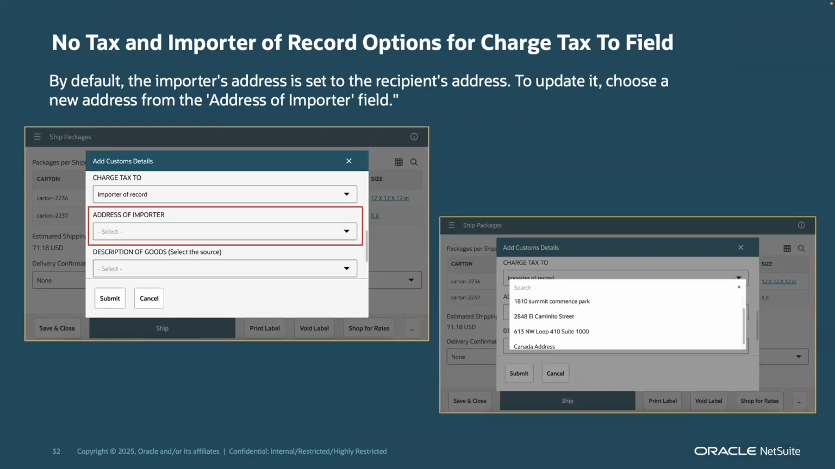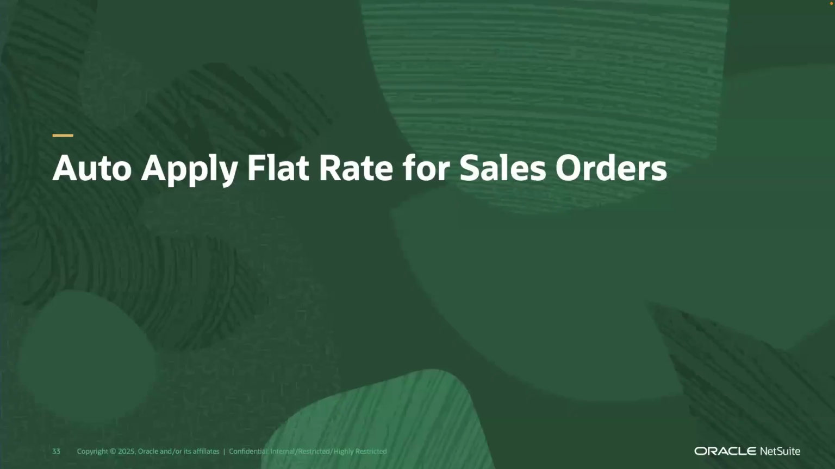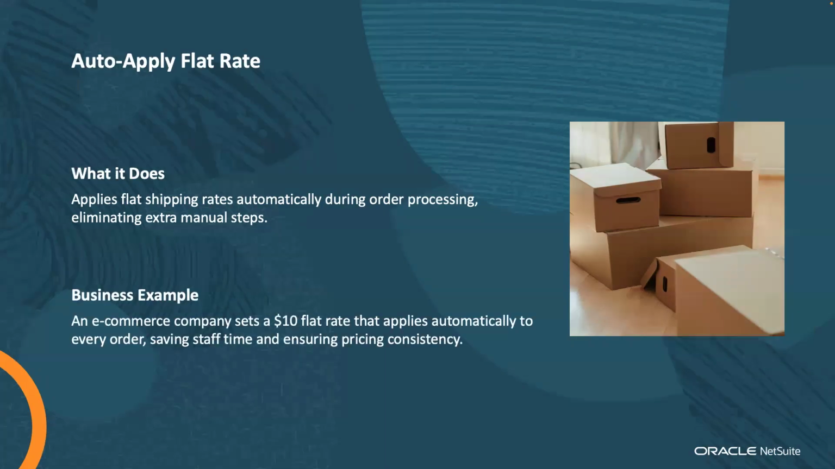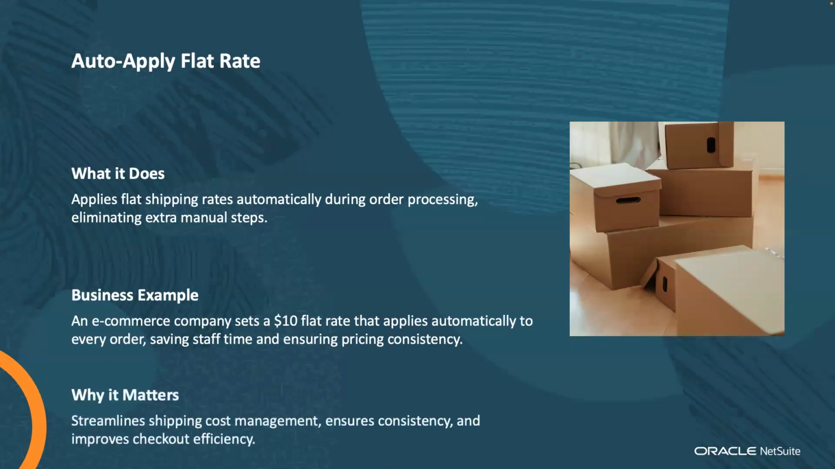Now let's turn to another everyday win: flat rate shipping. Flat rate shipping has always been a time saver, but it often requires a few extra clicks to apply. With 2025.2, flat rates now apply automatically during order processing. For example, an e-commerce company with a $10 flat shipping fee sees it auto-applied to every order. No manual work needed, no room for mistakes.